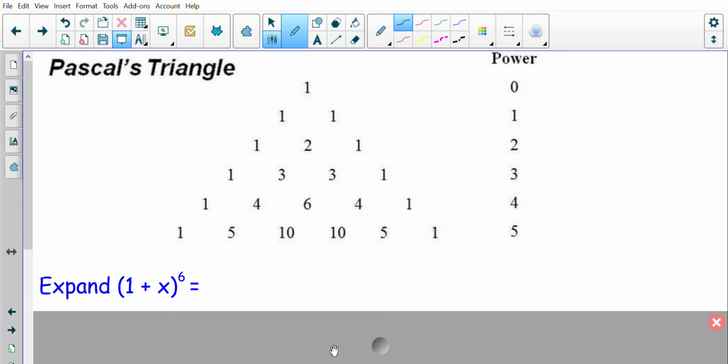So again, similarly, we could go all the way up and we could expand 1 plus x to the 6. So this time we've got a power of 6 here, so we're going to need to add row 6 to Pascal's triangle. So we create new rows on Pascal's triangle by starting at a 1 and then just adding the 2 numbers above. So I'll get 1, 6, 15, 20, 15, 6 and 1. That's going to give me my coefficients, and then I'm just going to increase my powers of x.